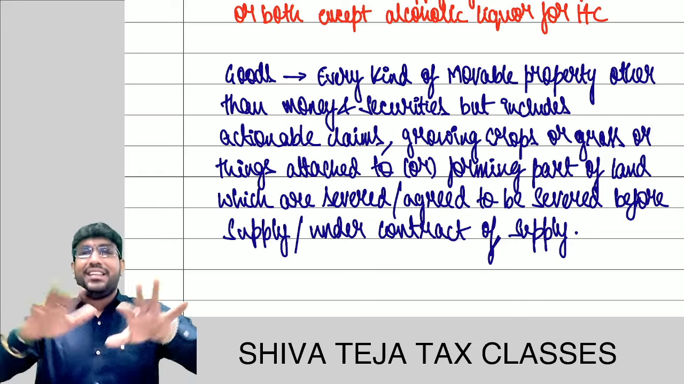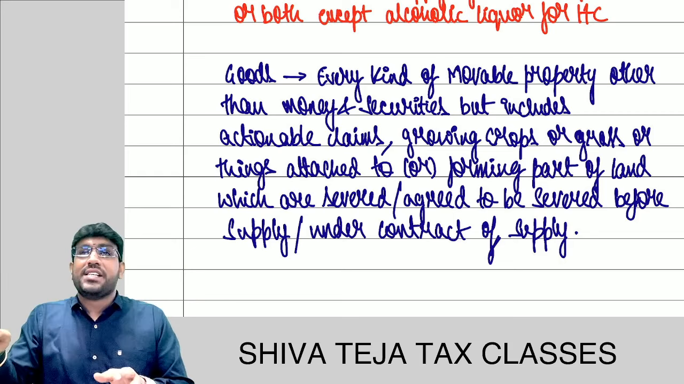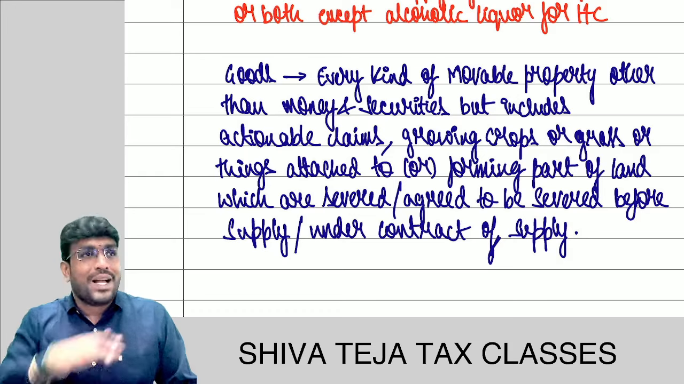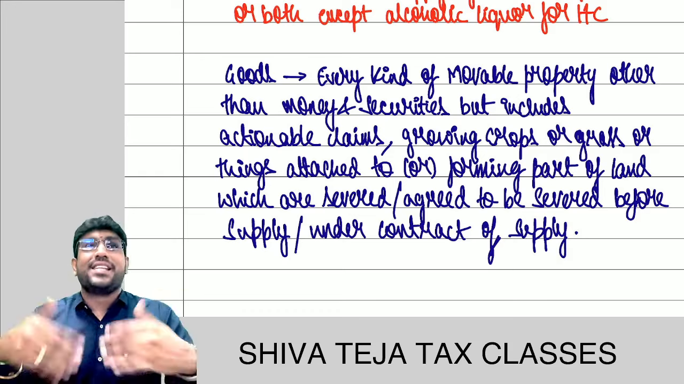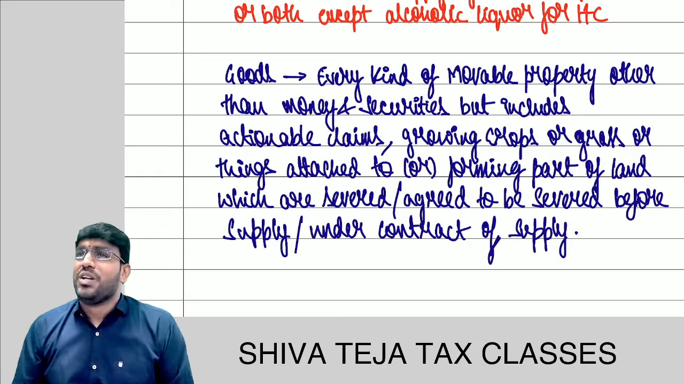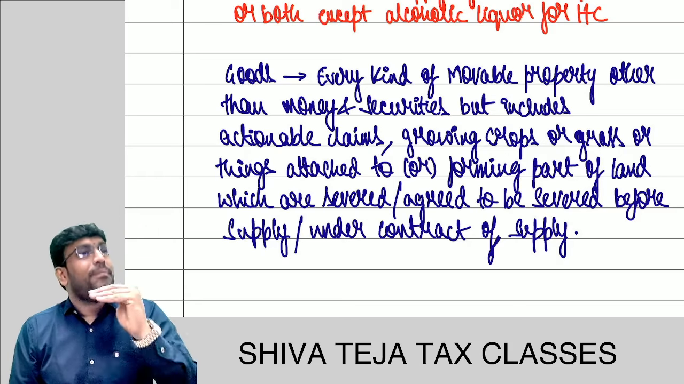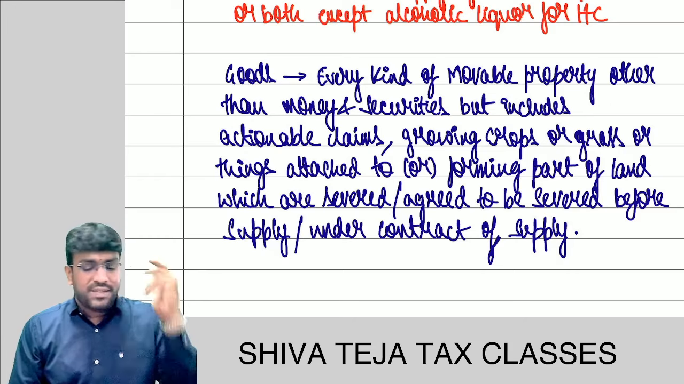Simple line, sir. There is one land. On the land there are trees. I am cutting the trees and I am selling them to you. Once I cut the trees, it becomes goods. If I don't cut the trees and sell the land, it becomes immovable property. Logic only. No? The moment I cut the trees, the trees will become goods. That's it. Repeat again. Once again, come on.